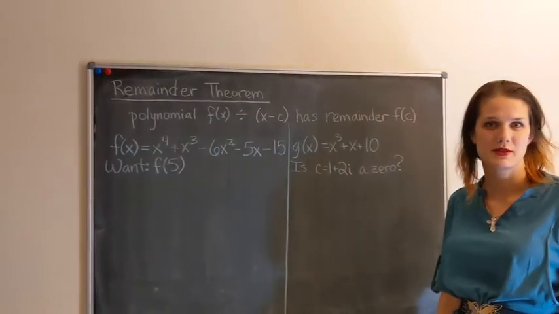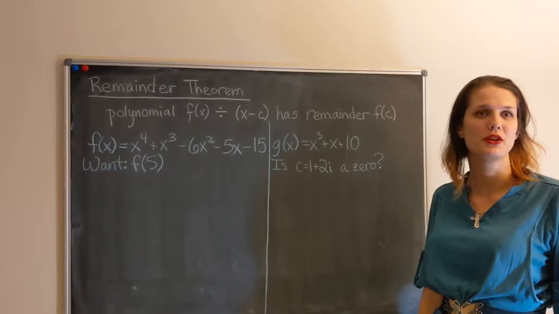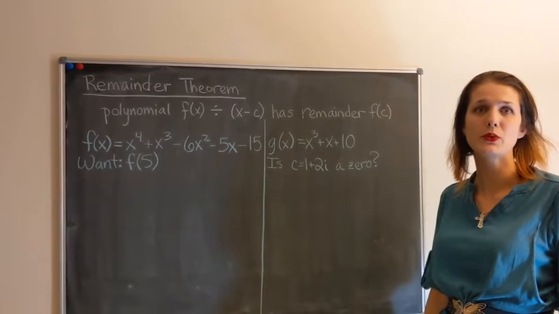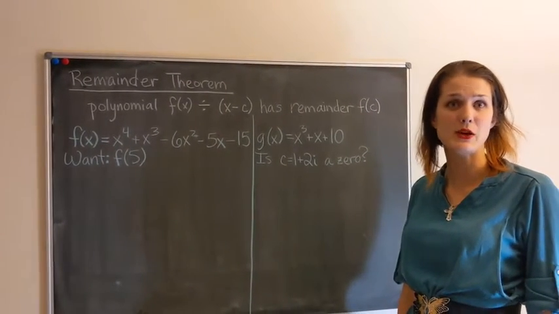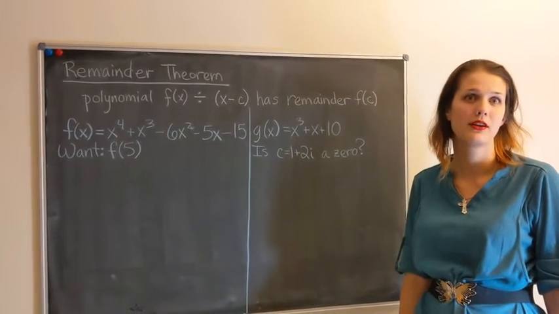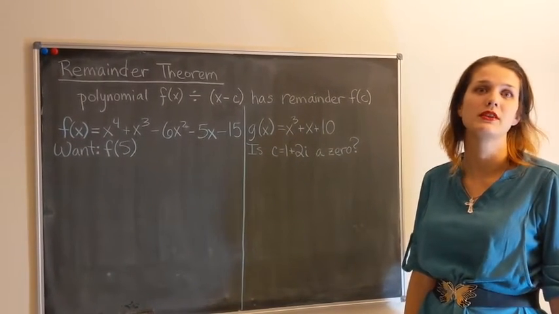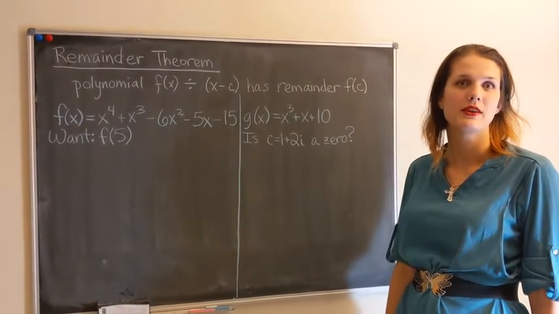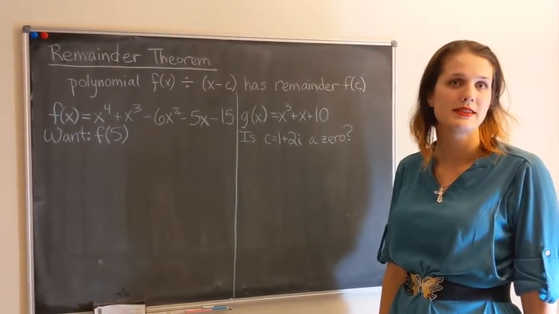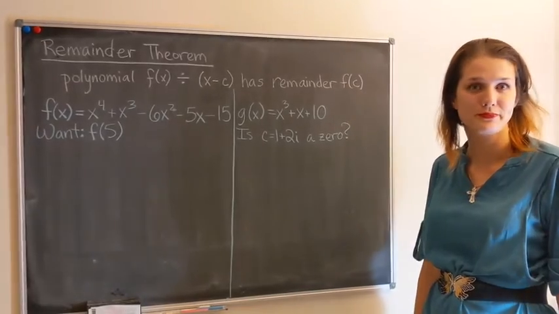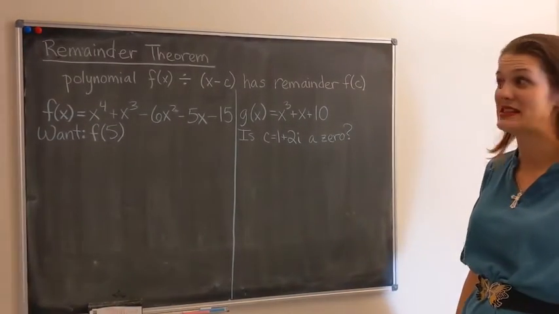The Remainder Theorem tells us that if we take a polynomial f of x and we divide it by a term x minus c, where c is just any number, the remainder after performing that division is equal to f evaluated at the number c. So let's consider some examples.